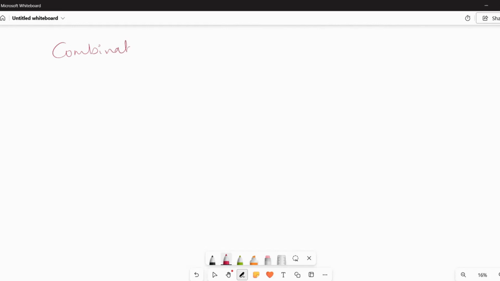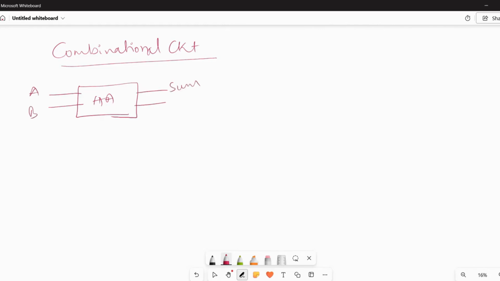Can you see now? In a combinational circuit, the output depends on the present input only. I took the example of a half adder with two inputs, A and B, and outputs sum and carry. Truth table: A and B are the inputs. Two inputs means 2 to the power 2, which is 4 combinations: 00, 01, 10, 11.